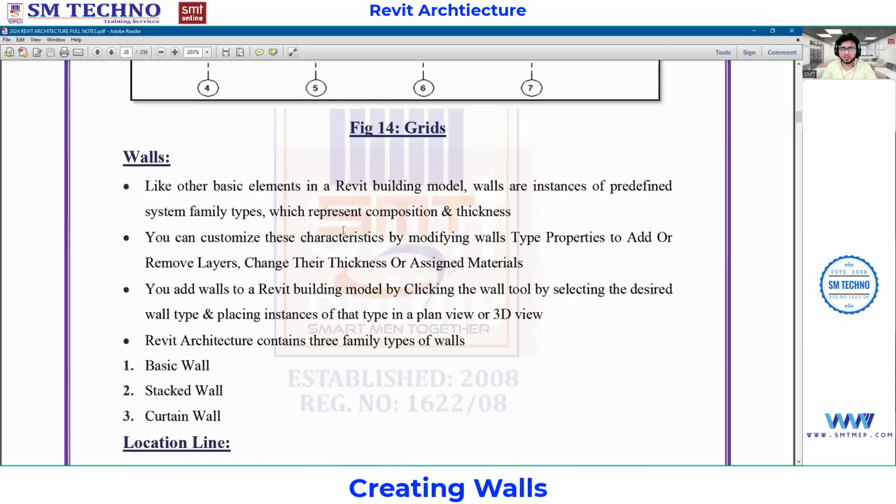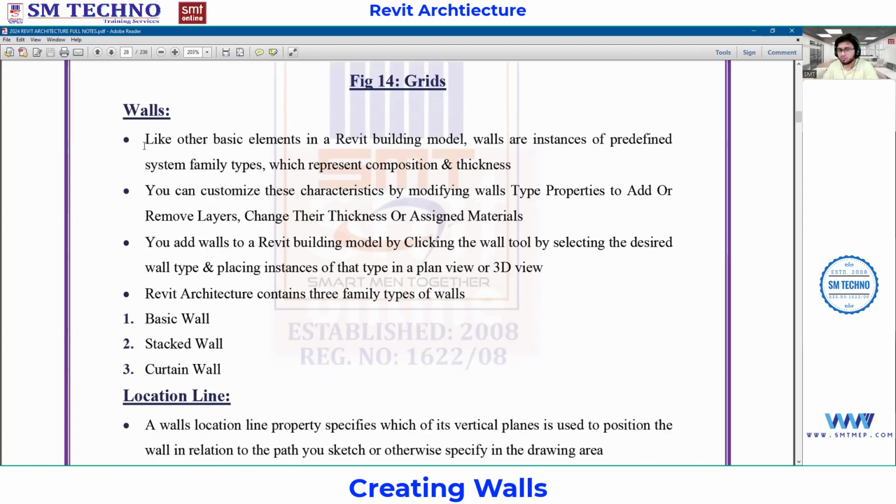So next we are going with the walls. Okay, so now we are going to start the first basic option. So what are walls? Wall is actually a partition which we are going to provide between or among the rooms. Like other basic elements in the Revit building model, walls are instances of predefined system family types.